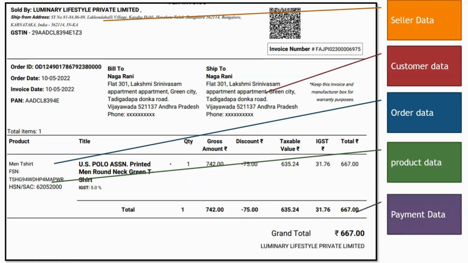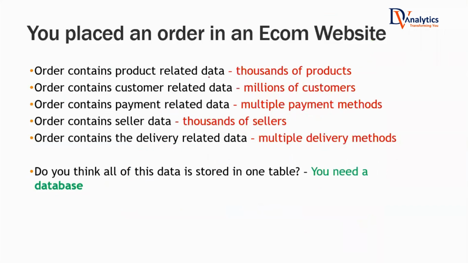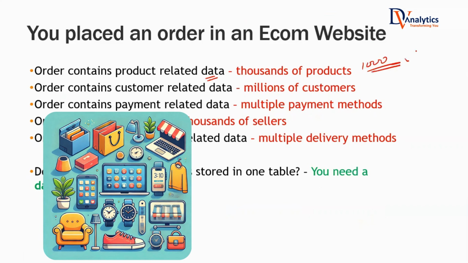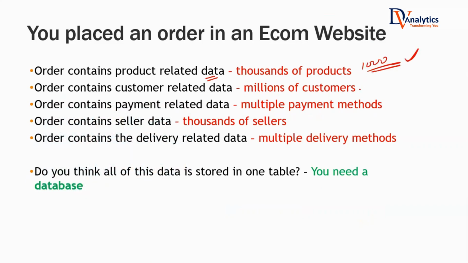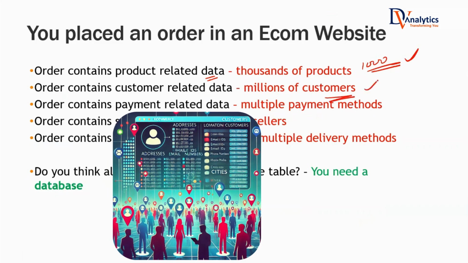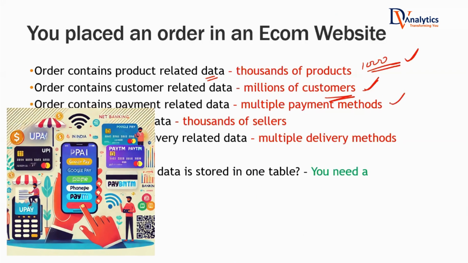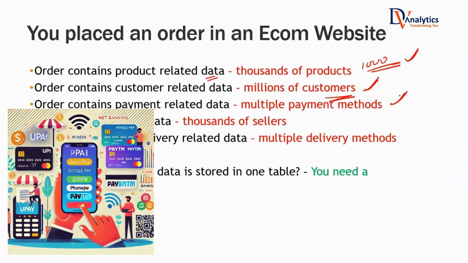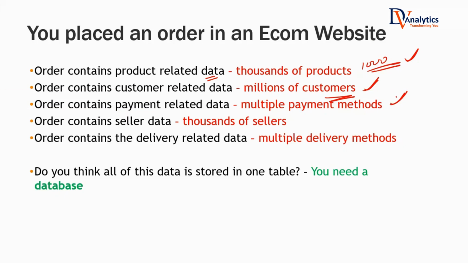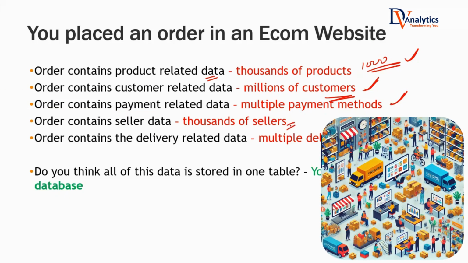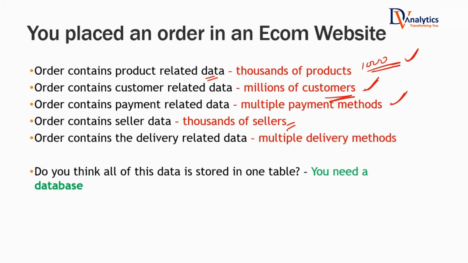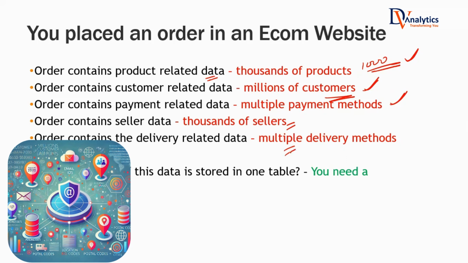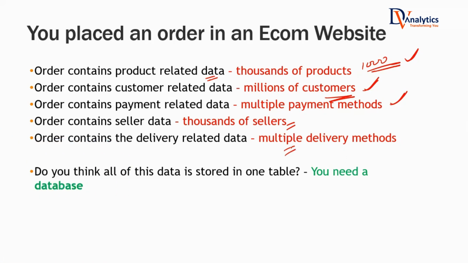So one order that you have placed, it contains product related data. And remember, there are thousands and thousands of products that are available on e-commerce websites. It contains customer related data. There will be millions and millions of customers. Payment related data. There are multiple ways of payment that you can make. You can pay using UPI, GPay, PhonePe, credit card or debit card. There will be thousands of sellers. There will be delivery related data, where exactly we have to deliver, which state, which city, all that information.